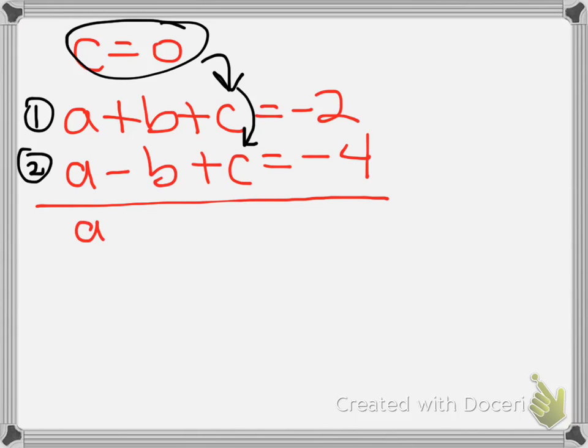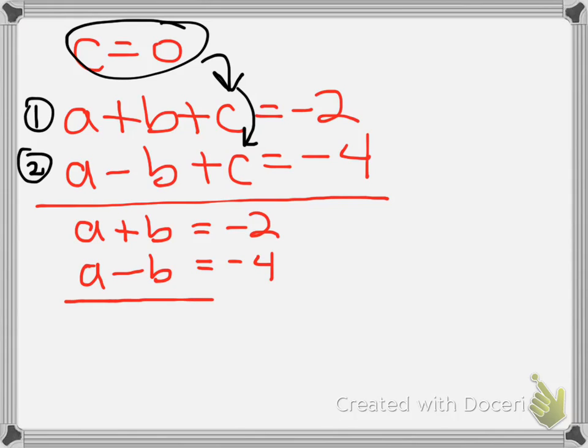So that first equation will just become A plus B equals negative 2, and the second equation becomes A minus B equals negative 4. And now, hopefully, the bells are going off in your head, and you can easily see that we can solve this system using elimination. And you can either choose to add or subtract these two equations. I'm going to go ahead and add them.